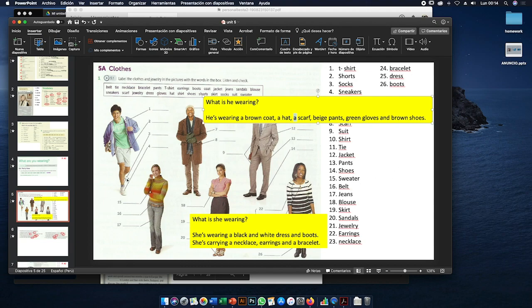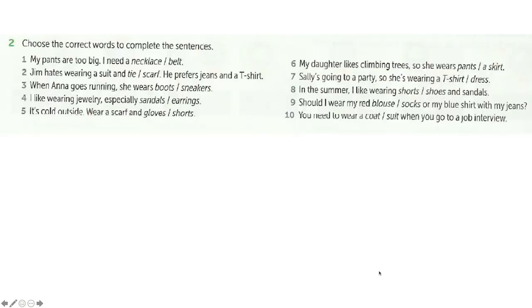Okay, so now we can continue with the previous page, where we have this exercise. Here in the exercise we need to choose the correct words to complete the sentences. As you can see in the first one, it says my pants are too big. I need, and you need to choose one of the options, a necklace or a belt. If my pants are too big, what you need is definitely a belt and not a necklace, because a necklace is to put around your neck.